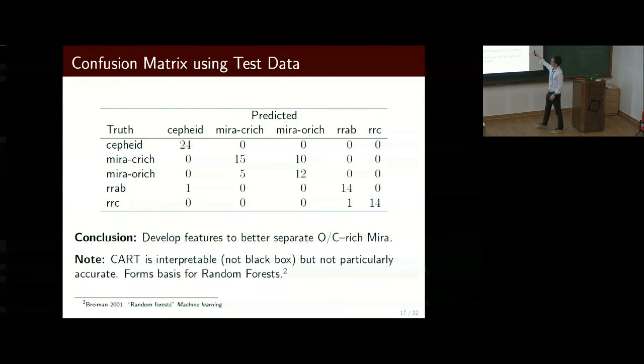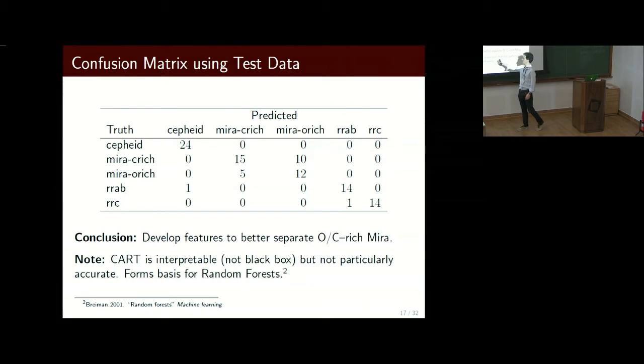Okay, so the confusion matrix tells us a bit about what features we might want to develop if we want to construct a better classifier. CART is quite interpretable. I showed the output of CART on the last slide. You can understand what it's doing. So CART is not a black box, but it's not a particularly accurate classifier. There tends to be a bit of a trade-off between interpretability and accuracy for classifiers. Interpretable classifiers are usually a little bit less accurate.